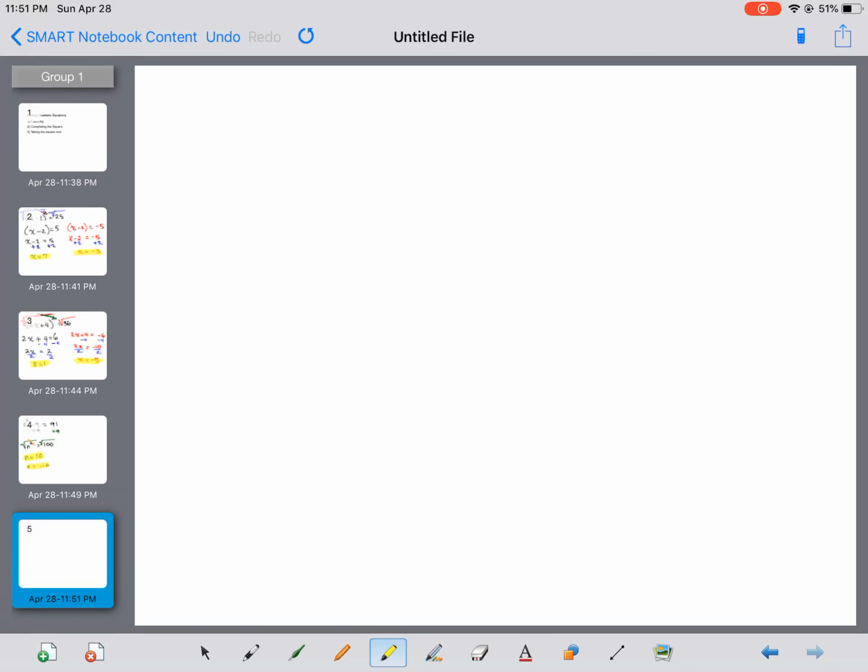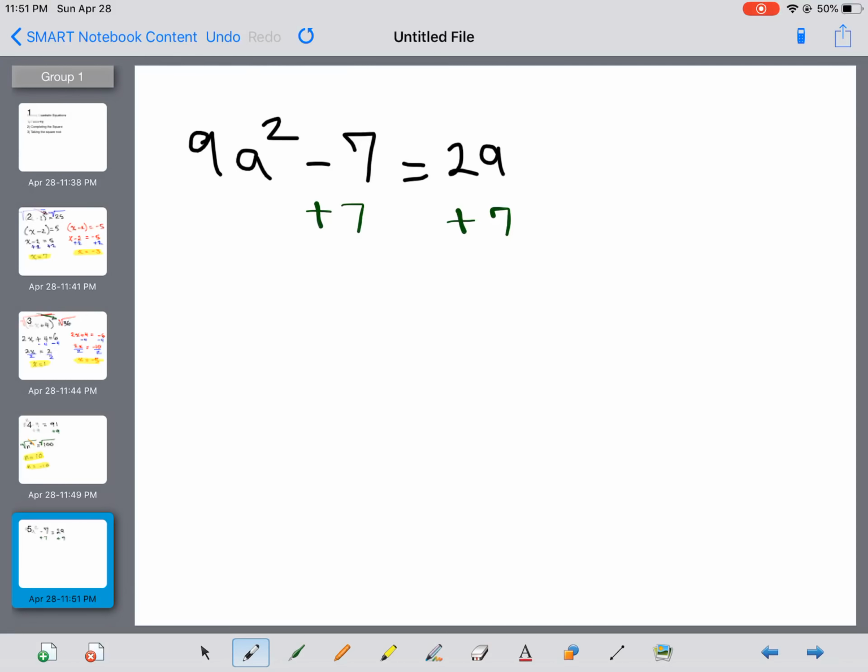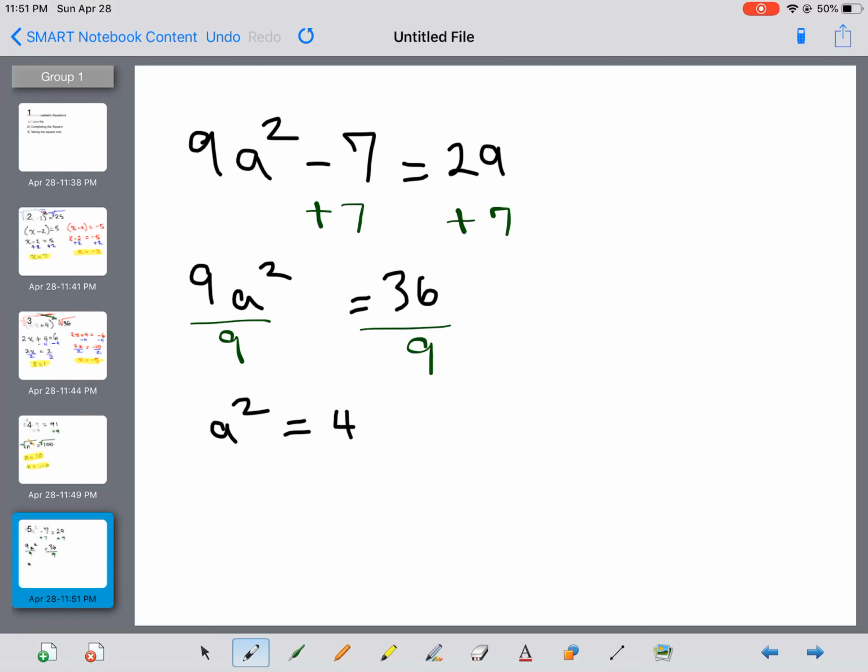Okay, let's look at another equation. Now let's say we have 9a squared minus 7 equals 29. And again, we want to solve this equation by taking the square root. So we want to get a squared alone, which means we have to get rid of minus 7. So we do that by adding 7 to both sides. And now on the left side, we have 9a squared equals, on the right side, 36. And now we just got to get rid of that 9, so that means divide both sides by 9. And so we get a squared equals 4.